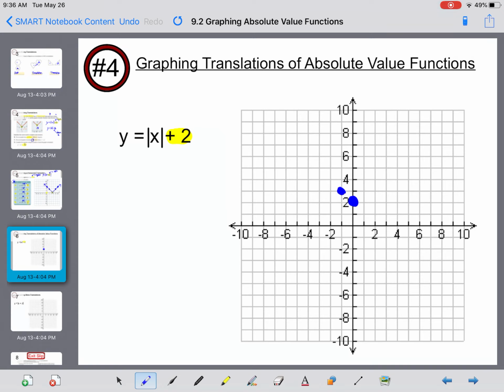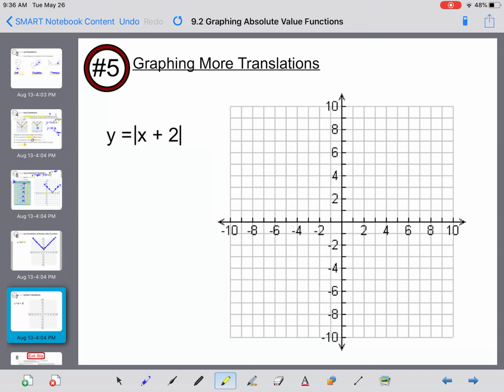Great part about absolute value functions is if this x is plain, or you know, there's no coefficient with it, that you're going to go on the corners all the way through the graph. But remember, absolute value functions make a V, so your turning point is going to swing back around. And there is y equals the absolute value of x plus 2.